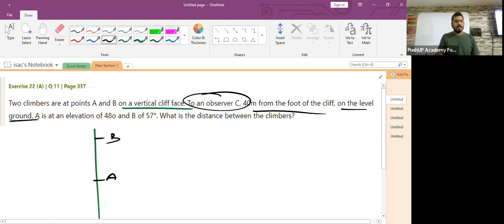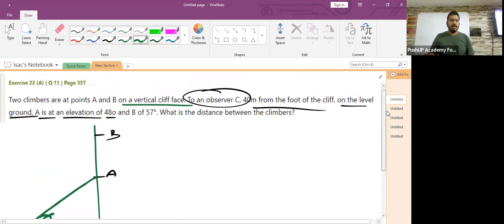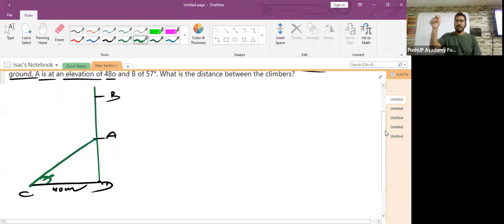On the level ground means the observer is standing on the ground. That's all. Okay. A is at an elevation of 48 degrees. Yeah, children, there was somebody who is observing the first and the second climber, isn't it? The first climber is standing at point A. So when this man is looking at point A or climber A, the angle of elevation is how much? It is 48 degrees. So I will label this angle as 48. Did you all follow it, children?